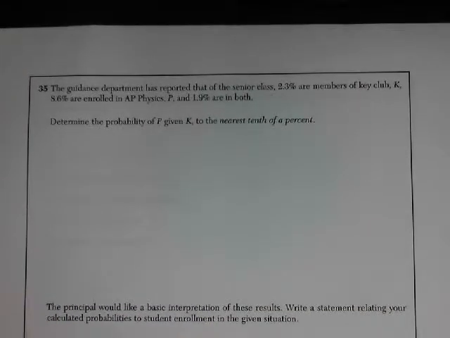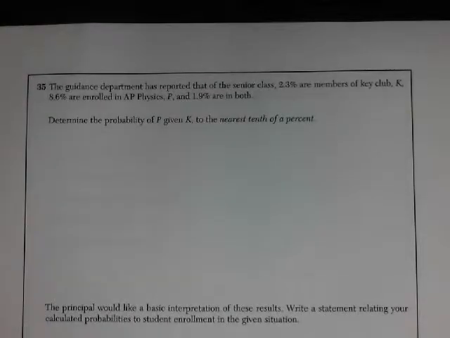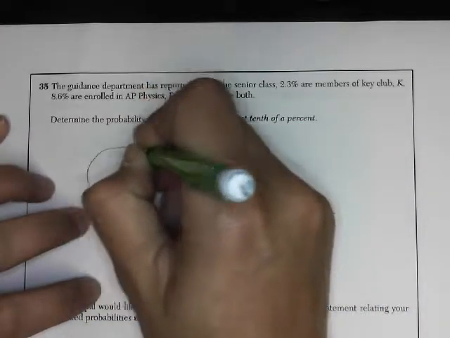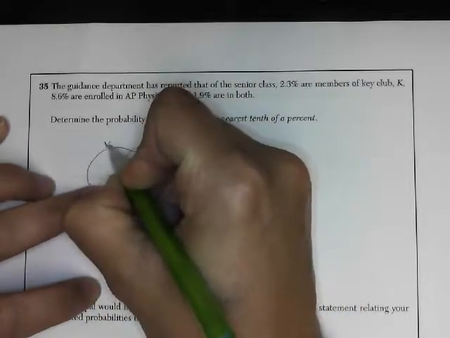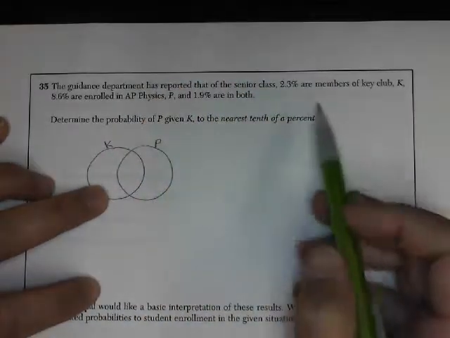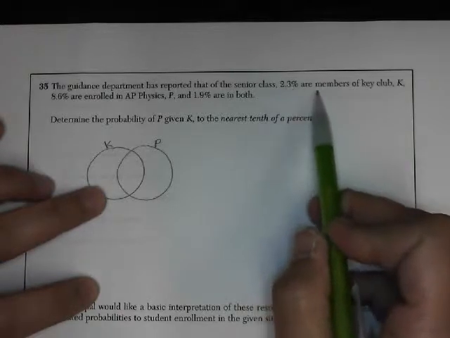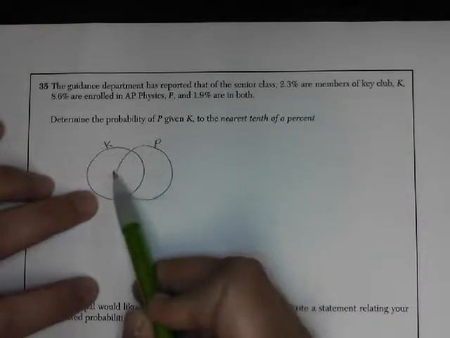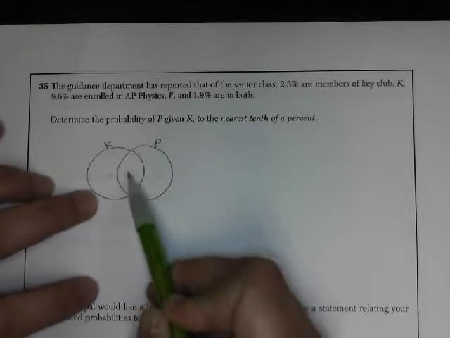All right, we have a couple more questions here. Guidance department has reported that of the senior class, 2.3% are members of the Key Club, 8.6% are enrolled in AP Physics, and 1.9% are in both. So when I see 2 overlapping sort of things, I'm thinking Venn diagram. So we've got our Key Club, and we've got our Physics. Now, 2.3 are members of the Key Club, so here and here, which is the Key Club circles, have to add up to 2.3, but I don't know how it's split.